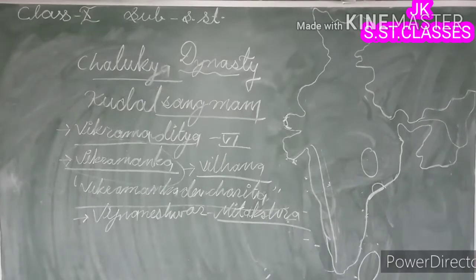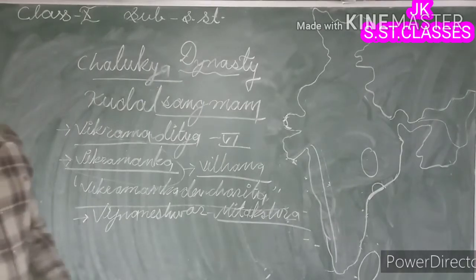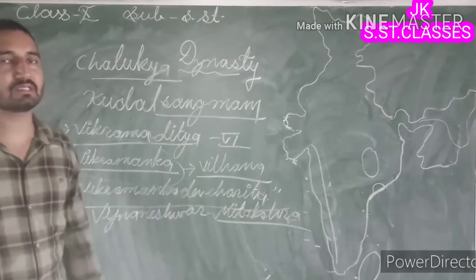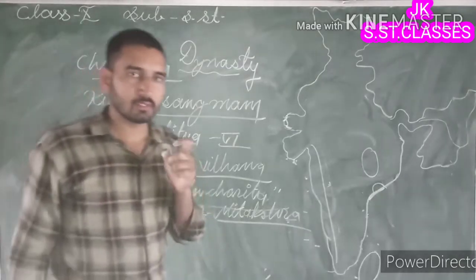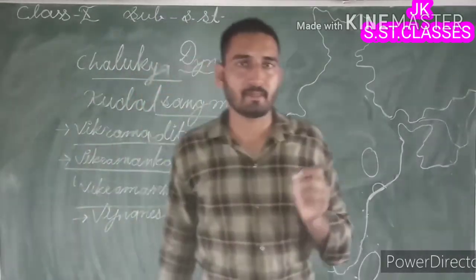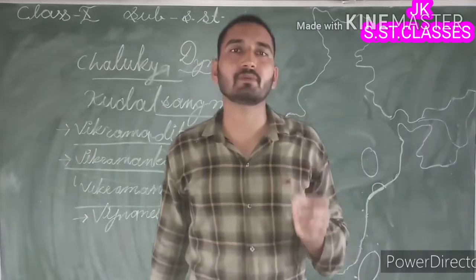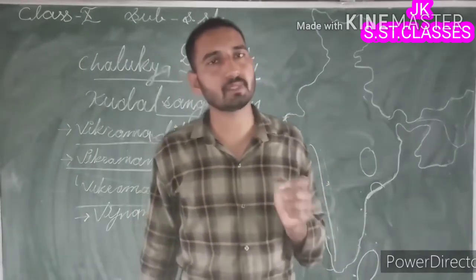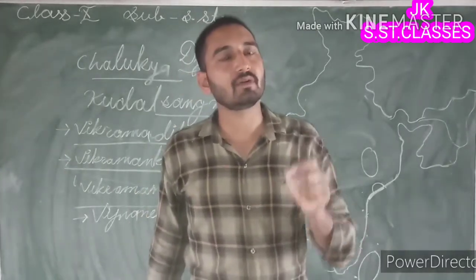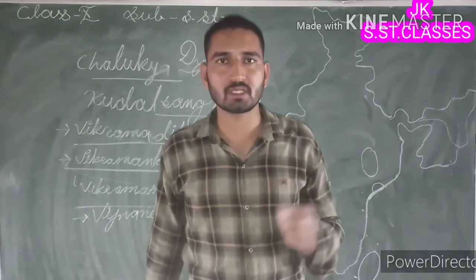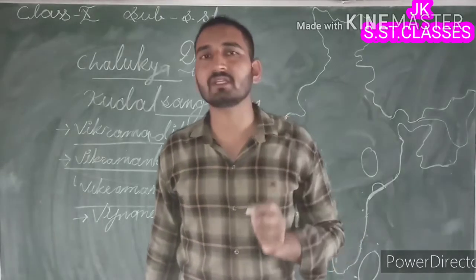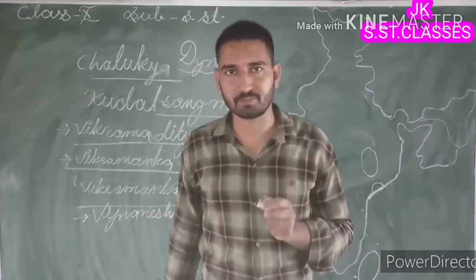Talk about the religion and architectural contribution of Chalukyas, then we can say that the rulers of Chalukya dynasty were followers of Hinduism, but they provided equal protection to Jainism and Buddhism, means they were religiously tolerant rulers. They had equal respect for all the religions along with the Hindu religion. Is that clear?